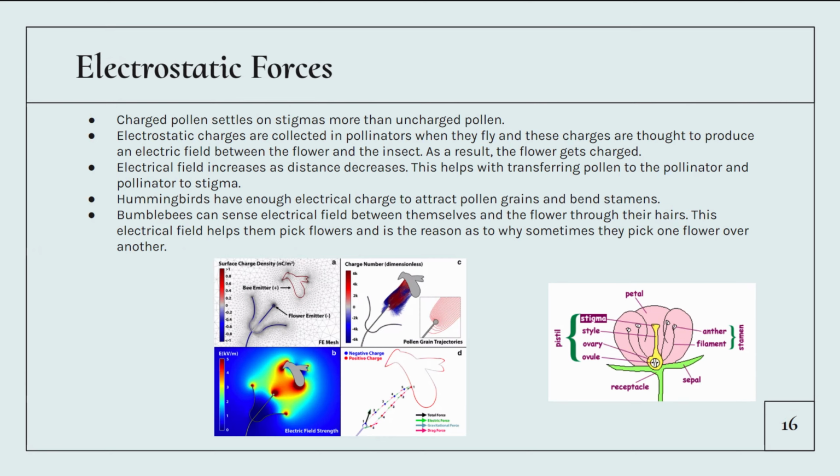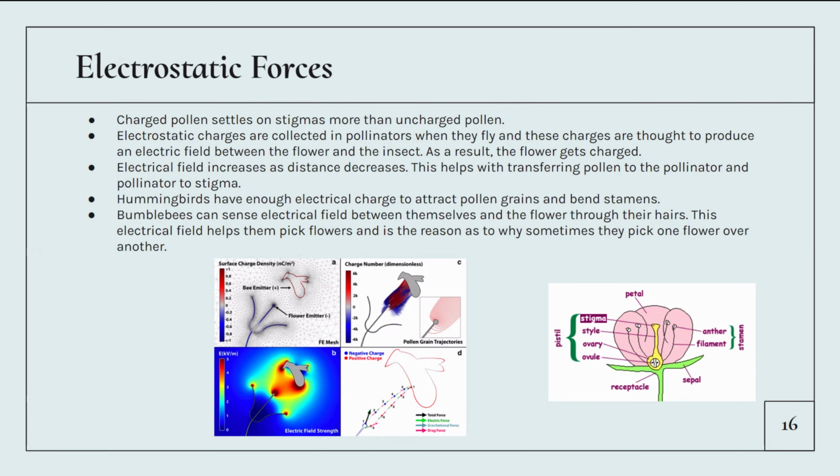Hummingbirds have enough electrical charge to track pollen grains and bend stamens. Bumblebees can detect the electrical field between themselves and a flower through their mechanosensory hairs. The flower's electrical field will depend on the geometry of the flower, which is tested by spraying electrically charged paint on the flower so the electrical field of the flower is visible. Lastly, the electrical field of the flower changes before a bee lands on it, and this change lasts for a few minutes.